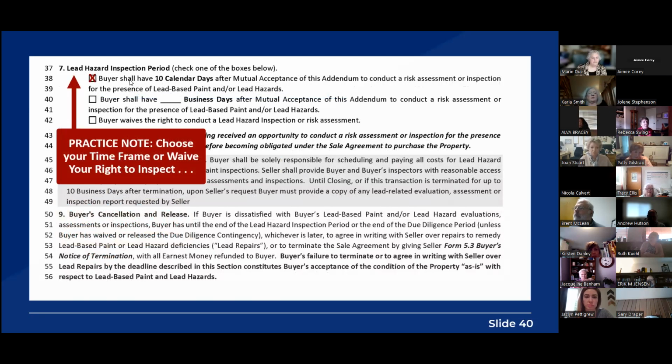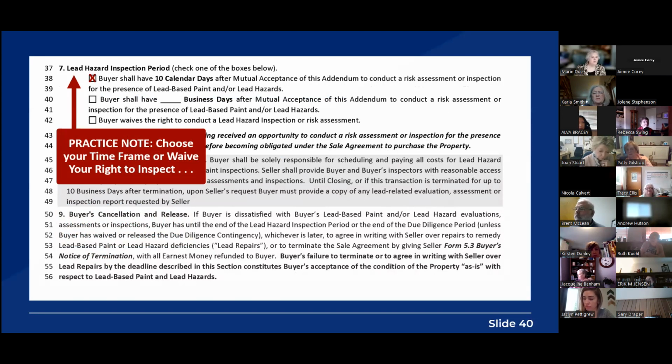You basically have to choose the time frame. Buyer shall have 10 calendar days. EPA does calendar days; they do not do business days. The buyer shall have X days after mutual acceptance to do a test, or they can waive the right to do it. Most of the time, we're probably going to see the 10 days.